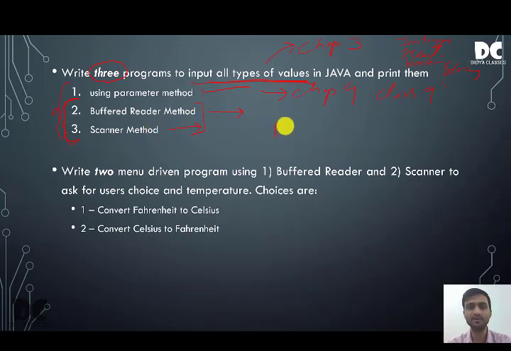And if it is a menu driven program, you know what a menu driven program is, we studied in chapter 5 class 9. A menu driven program is where you ask the user to input some choice. In that type of program, please use buffer reader or scanner. It is advisable to use buffer reader or scanner. Okay, let us solve this question. So you have to write three programs separately, one using parameter, one using buffer reader, and third using scanner to input all types of values in Java and print them.